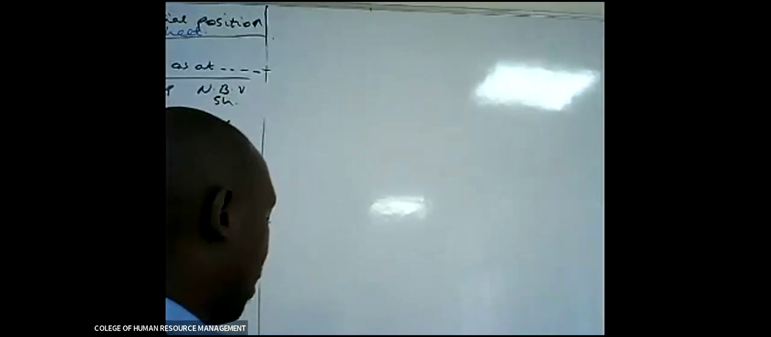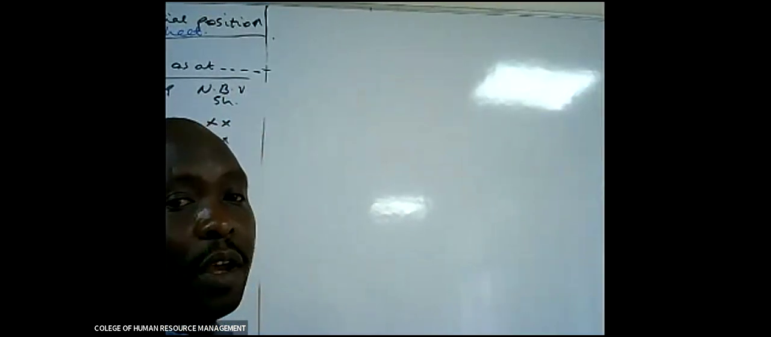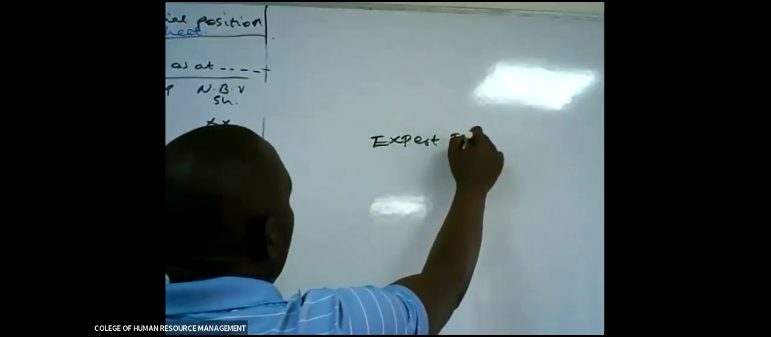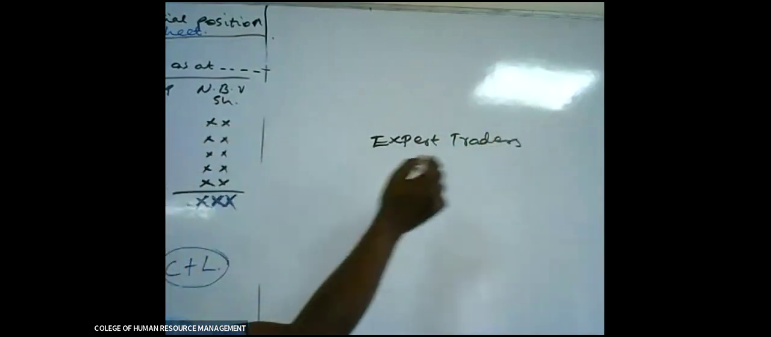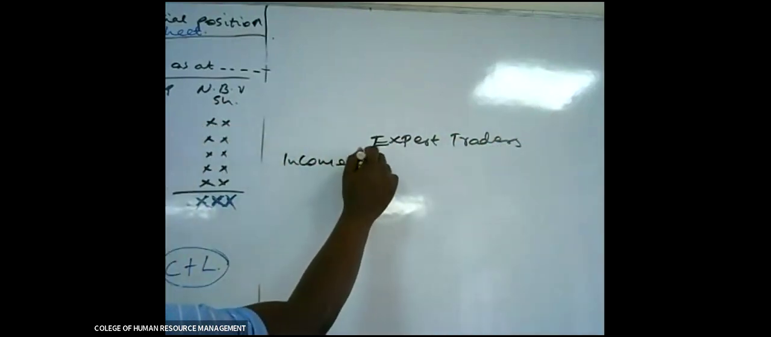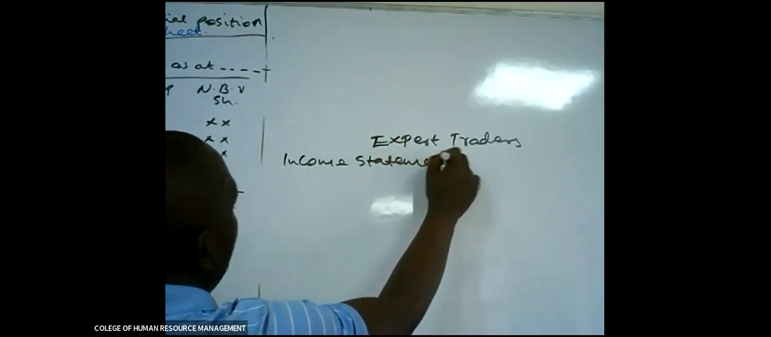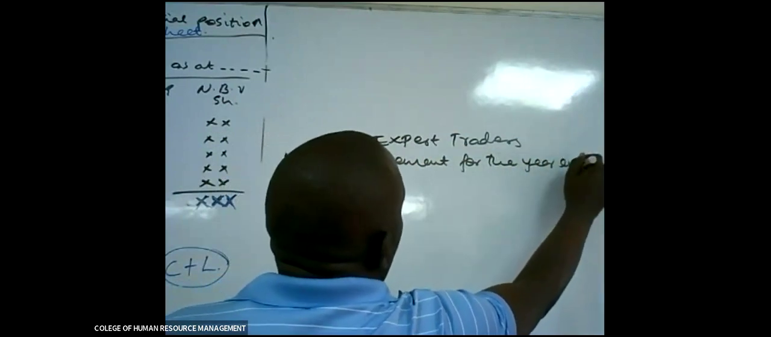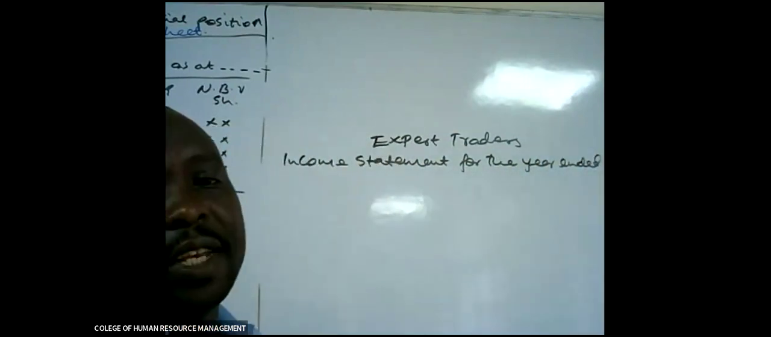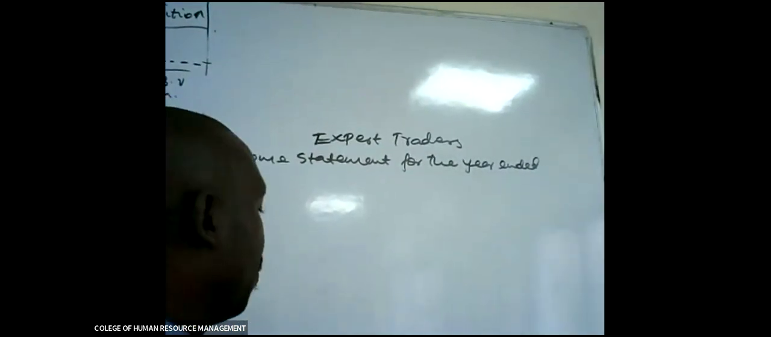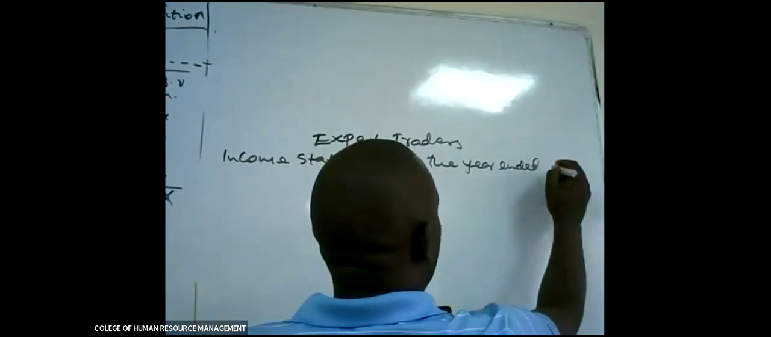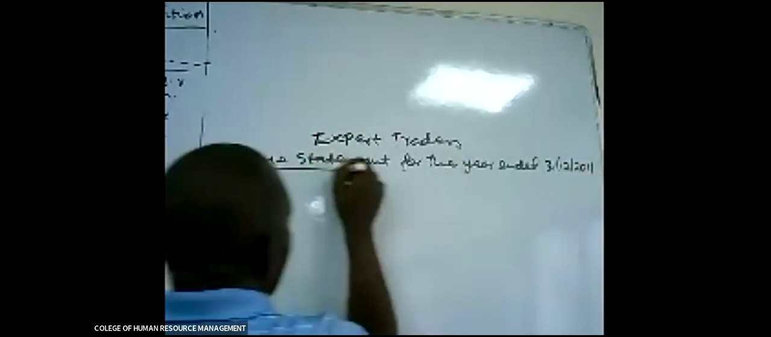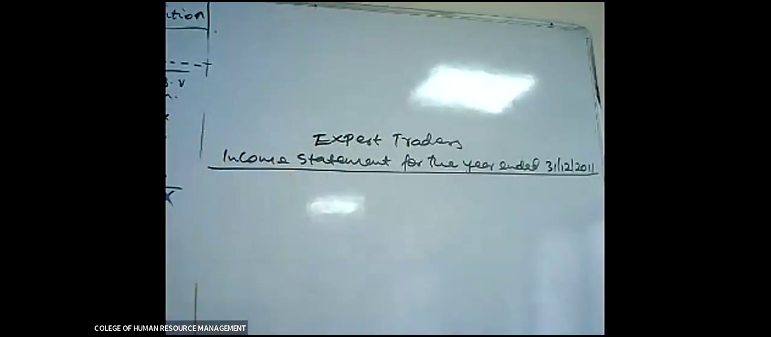I start with the income statement, and that should always be the statement to start with. This is Expert, that's the name of the business. Then we have the income statement for the year, and remember the income statement is always dated for the year ended. Then you capture the date when the year ended, that 1st of December 2011. Once that is done, underline that heading.